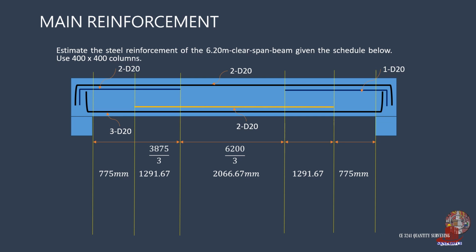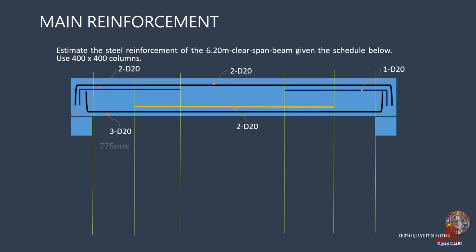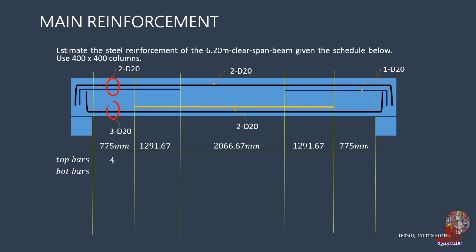With the lengths already provided, count the top and bottom bars on each. From the first span of 775 mm, check that there are 2 continuous bars and 2 cut bars on top. That makes 4 top bars, while there are only 3 continuous bars at the bottom. For the second span of 1291 millimeters, the top bars are counted as 2 continuous and also 2 cut bars, which account to 4. And the bottom bars have 3 continuous and 2 cut bars, and that is 5 total.